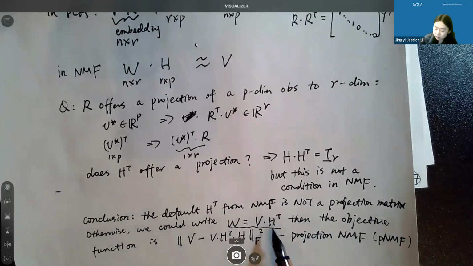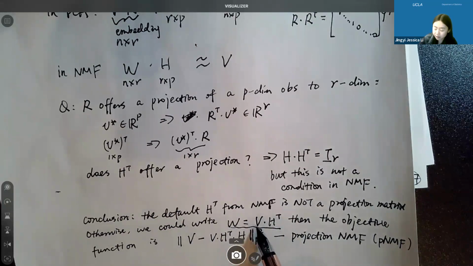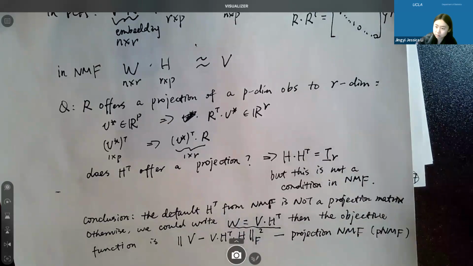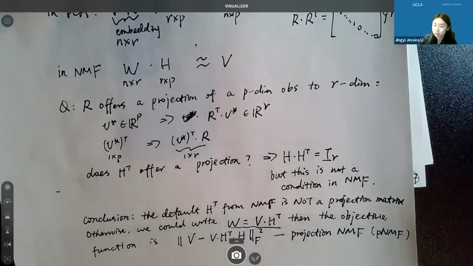So we are right multiplying H transpose to V. V is M by P, H transpose is P by R, so W is M by R. So we just project every P dimensional observation, which is from the non-negative space, to an R dimensional observation, which is still non-negative.